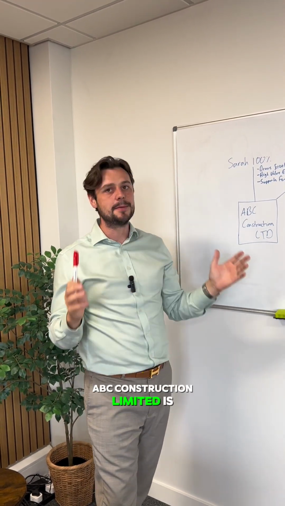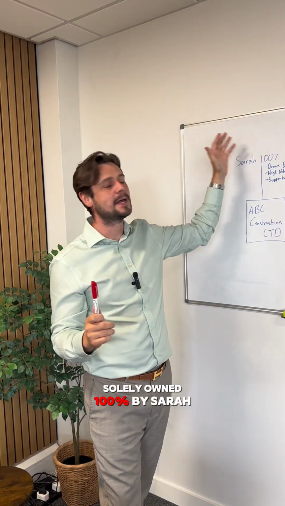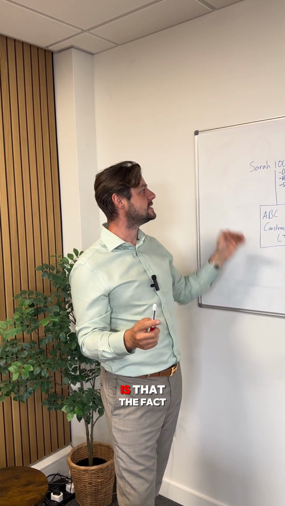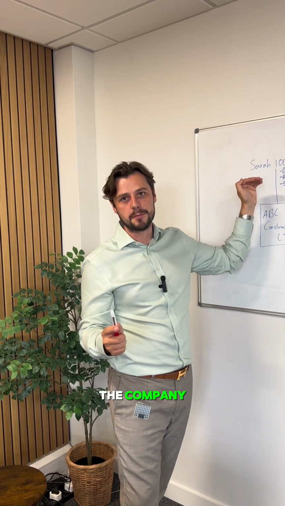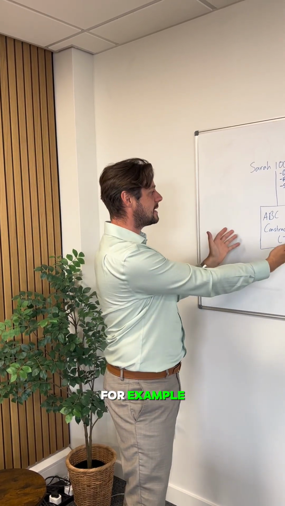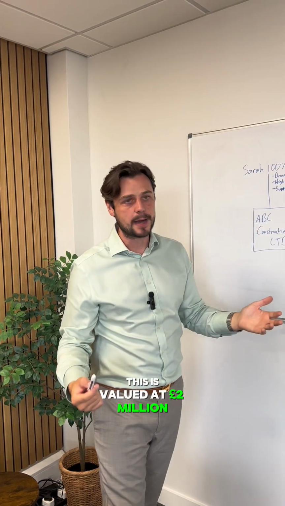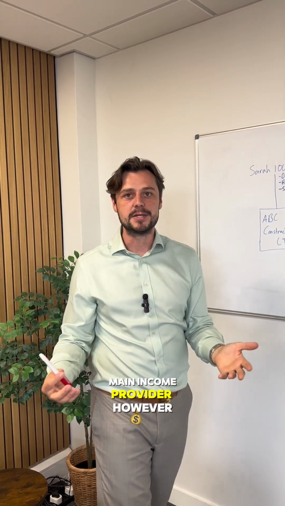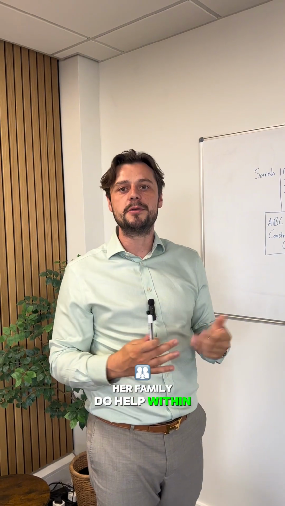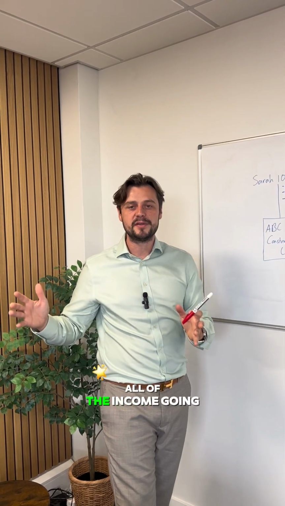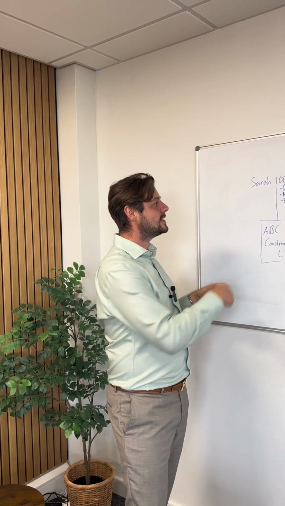ABC Construction Limited is solely owned 100% by Sarah. Some of the problems that Sarah faces are that she draws £100k from the company, she's in a high rate of earnings, and she has a high value estate. Let's say, for example, this is valued at £2 million, and she supports her family and is the main income provider. However, her family do help within the business for ad hoc and general business running as well. So at the moment, all of the income is going through Sarah.